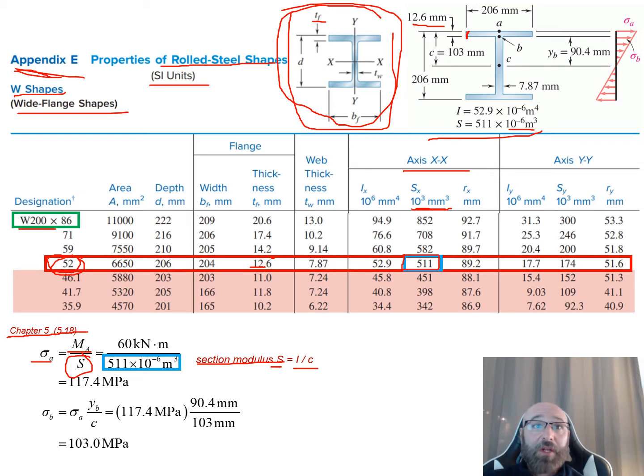Then we can go down here to our value for our D right here. So we can see our D is our depth in millimeters here, and this is 206 millimeters. So we fill that value in there. Now you can see they also give us our web thickness here, 7.87. So this is our T sub W right here, our web thickness, and that is a 7.87 that we can plug in over here as well. We can also get our I value. We come down here for our I. Pay attention to your units here. This is our 52.9. Converted to meters is 52.9 times 10 to the -6 meters to the fourth.